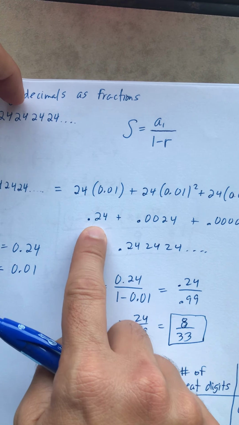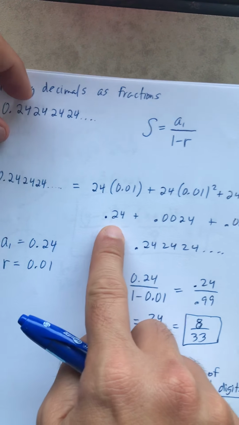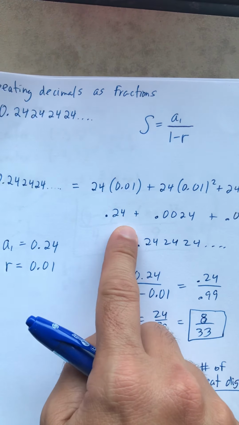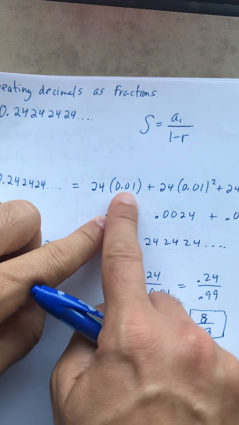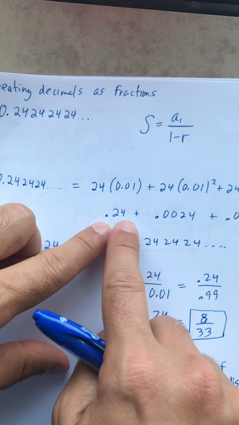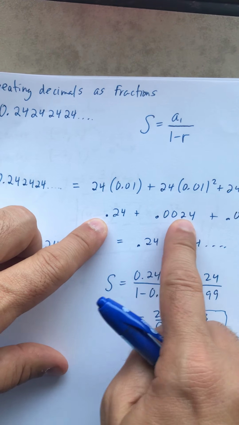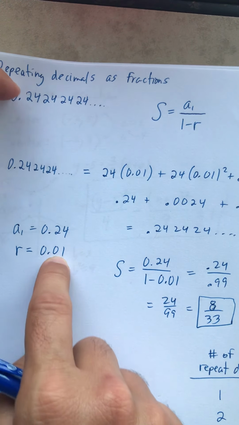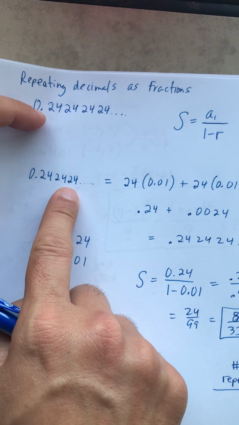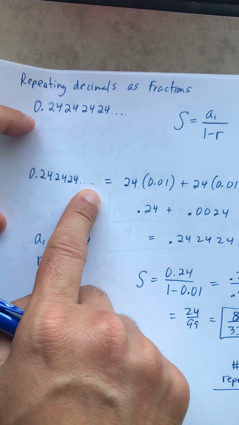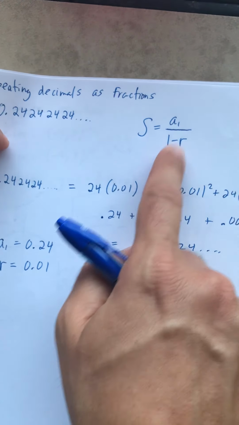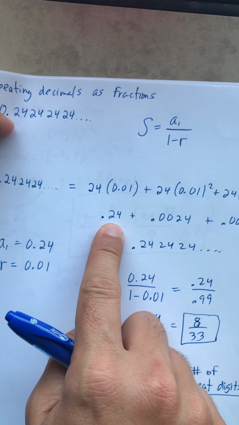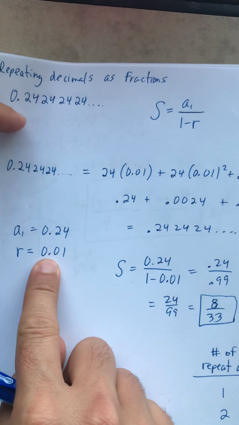My first term, my a1 is 0.24, and the r, the number the sequence keeps multiplying by, is 0.01. This times 0.01 is this, times 0.01 is this. So my r is 0.01. So to figure out what 0.242424 infinitely is as a fraction, I can just plug into my formula. All I have to do is plug in a1 and r. Again, my a1 is the first two digits, 0.24, and r is 0.01.